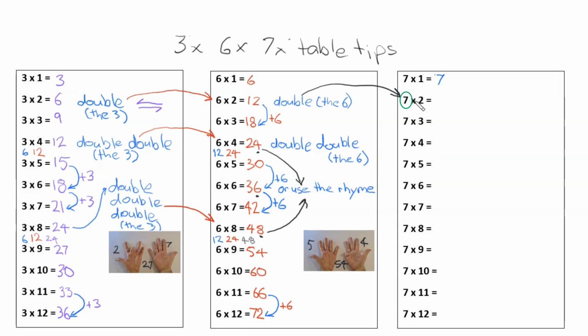And what are we doubling? We're doubling the 7, which gives us 14.